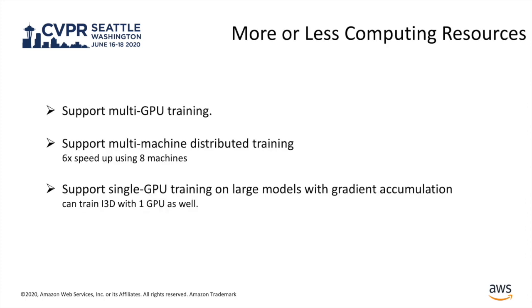In addition, GluonCV supports you no matter you have more computing resources or less. Natively, we support multi-GPU training using data parallel. If you have more resources, we support multi-machine distributed training. We can have 6 times speed up using 8 machines with 0.75 scaling ratio. But if you have less resources like only one GPU, you can also train large models like I3D or SlowFast with gradient accumulation. There is no performance degradation.